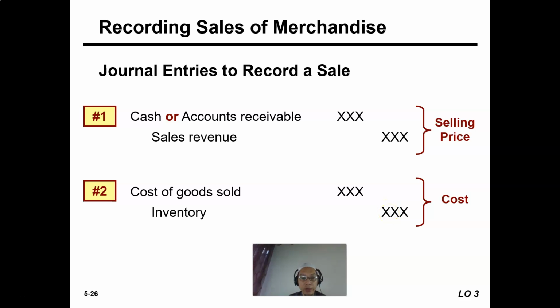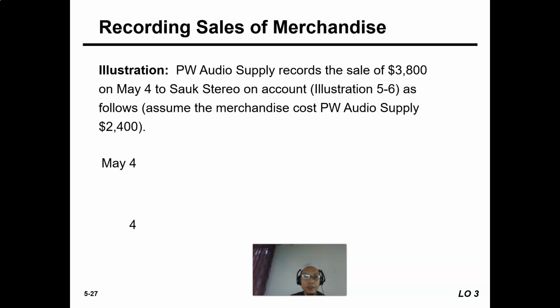Why is there a reduction? When we have done a sale, we are removing our inventory from our warehouse. We are removing the item from our warehouse, and we are sending the item to our customer. Therefore, we do not have that inventory anymore. That's why we need to credit our inventory to update our inventory account, showing the reduction in our inventory due to the sale. Let's see a specific example.